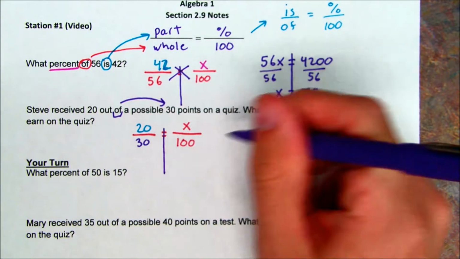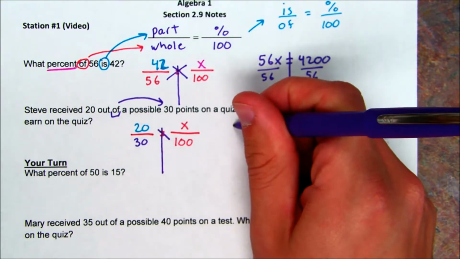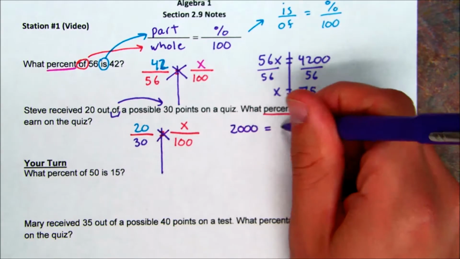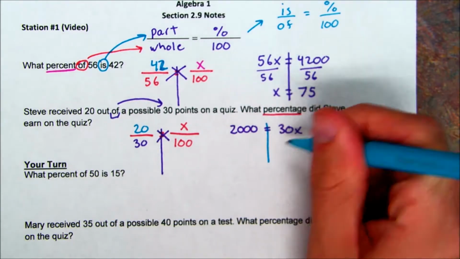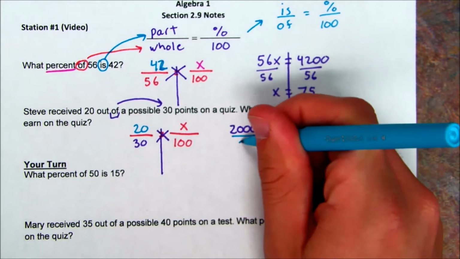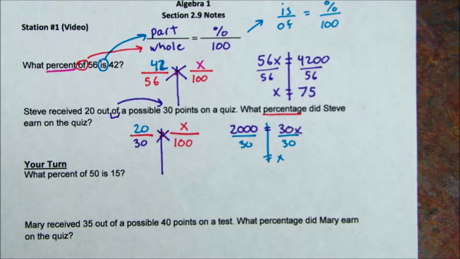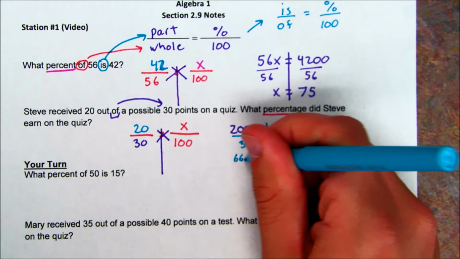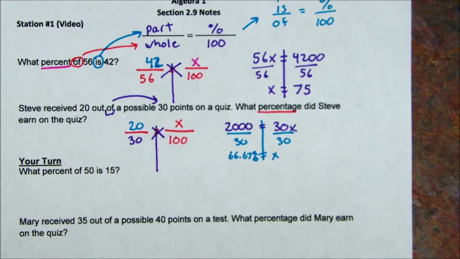And so from here, we solve it. I draw my brick wall. Cross multiply: 20 times 100, so that would be 2000, equals 30 times x, 30x. Divide by 30, divide by 30. And so I get x equals 66.67%. So unfortunately, Steve got a D. Maybe he needs to make sure he does his homework.